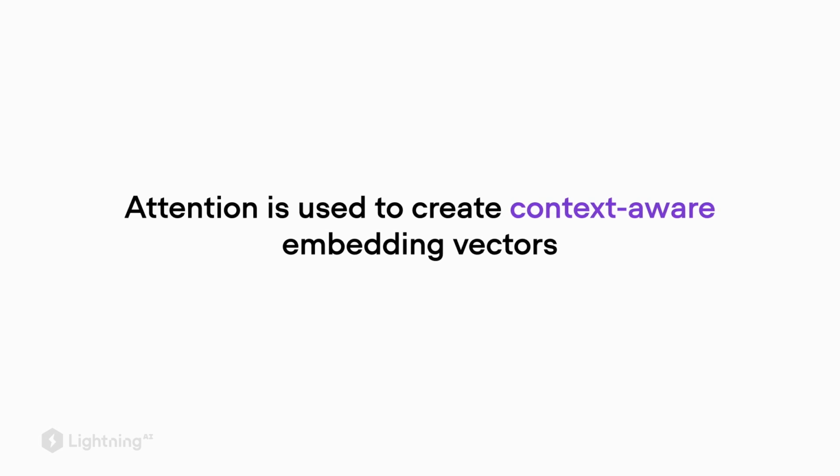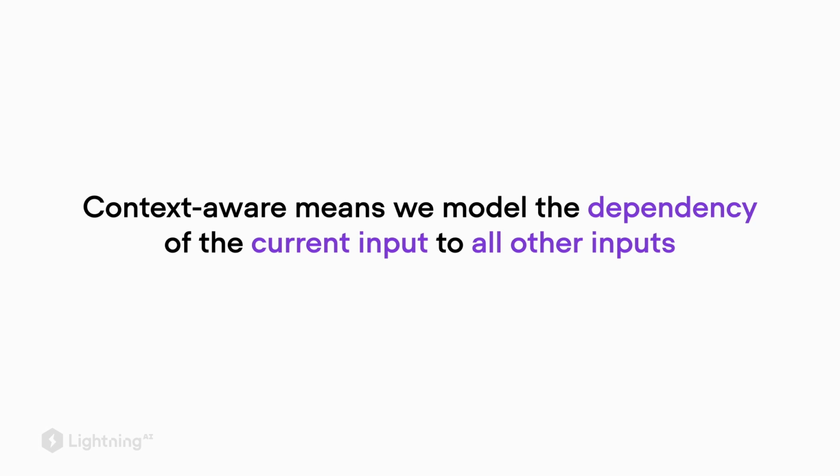Again, as we've seen in the previous video, attention is used to create these context-aware embedding vectors. Context-aware here means that we model the dependencies of the current input with respect to all the other inputs. So let's take a look at an example.